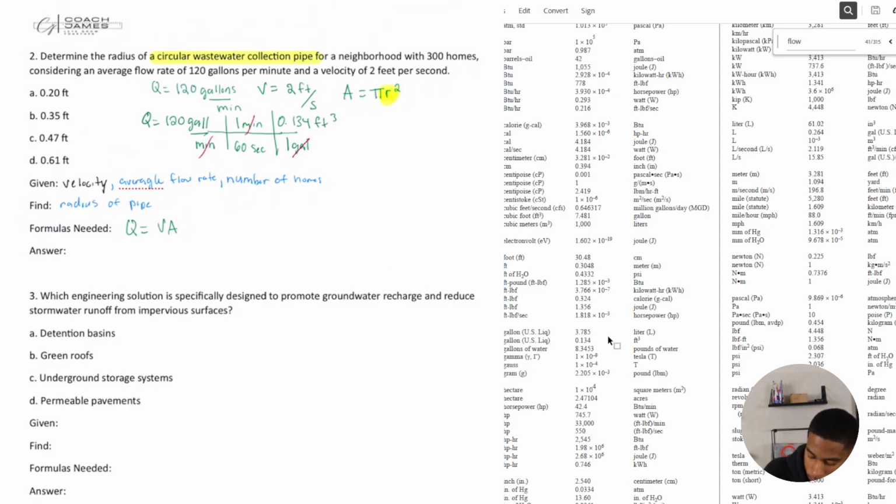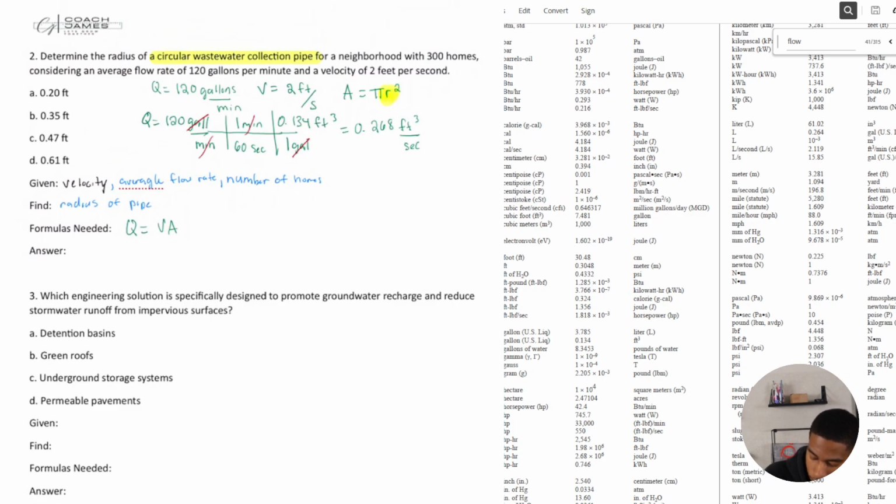That cancels out our gallons, and now we're left with feet cubed over seconds. And this is just for Q, so we're still solving for Q. We just want to get it in feet cubed per second. And so when I do that, I get 0.268 feet cubed per second. Now I have a flow in feet cubed per second, and I have a velocity in feet per second. And so I'm assuming it's going to give me my area in feet squared.